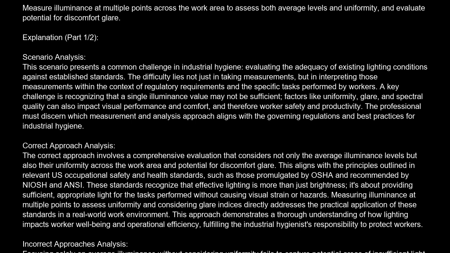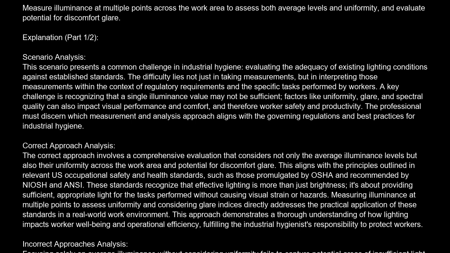A key challenge is recognizing that a single illuminance value may not be sufficient. Factors like uniformity, glare, and spectral quality can also impact visual performance and comfort, and therefore worker safety and productivity. The professional must discern which measurement and analysis approach aligns with the governing regulations and best practices for industrial hygiene.